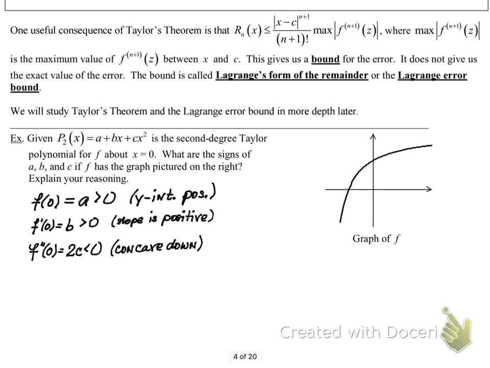When we look at this graph, we can see that the y-intercept is positive, which would be the function value at 0. The first derivative at 0 gives us a slope at 0, which is also positive. But the second derivative at 0 gives us 2c, which must be negative because the function is concave down.